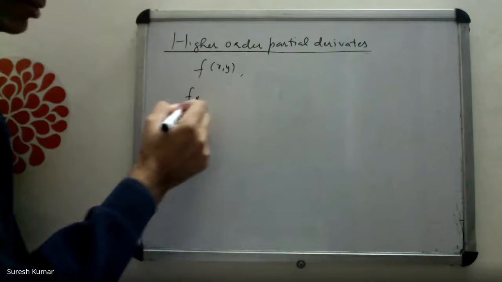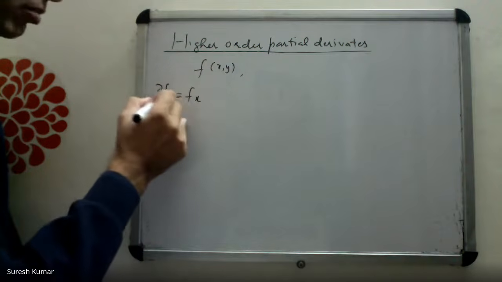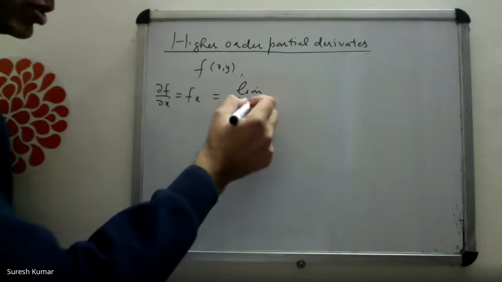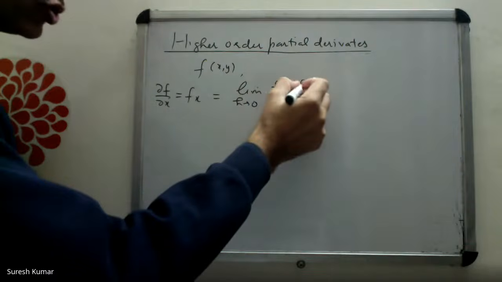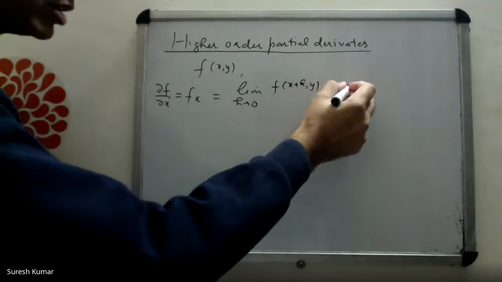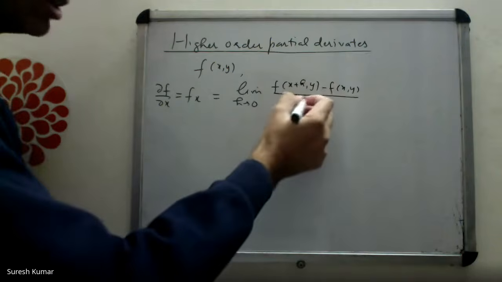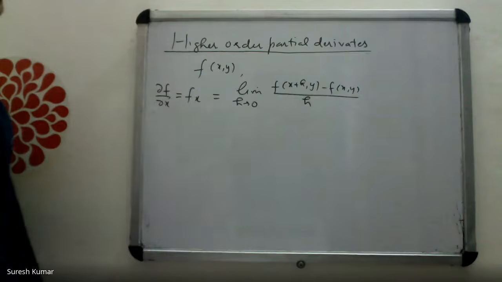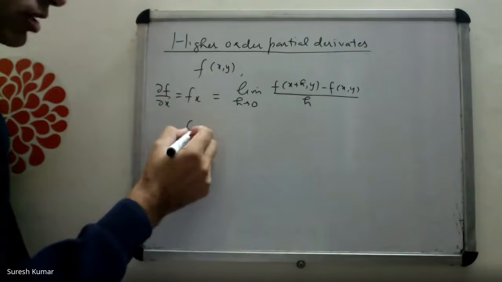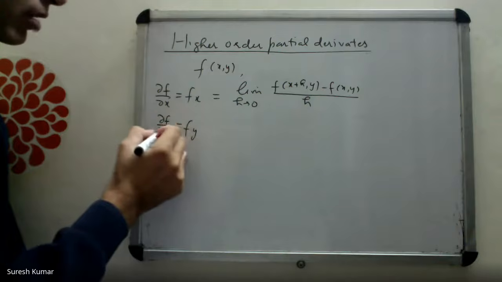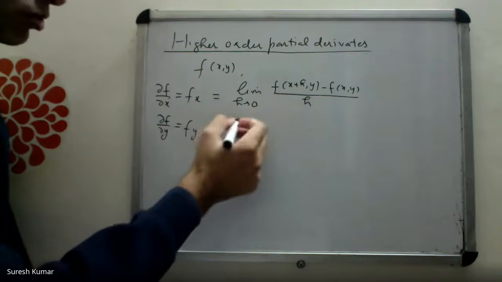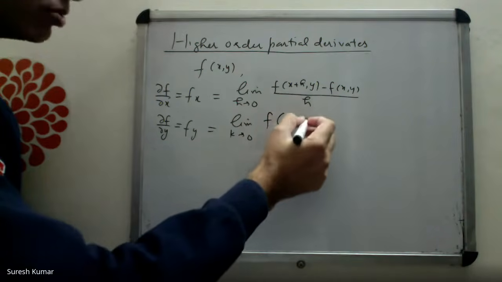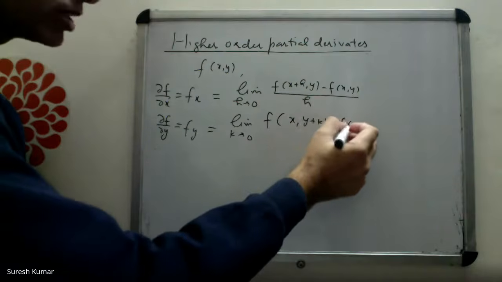f_x and f_y. f_x means partial f over partial x, and you know by definition it is the limit as h goes to 0 of f(x+h, y) minus f(x,y) divided by h. Similarly, you know the partial derivative of f with respect to y. So these are first order partial derivatives. Okay, these are first order. Let me write partial f over partial y also: f(x, y+k) this time minus f(x,y) over k.